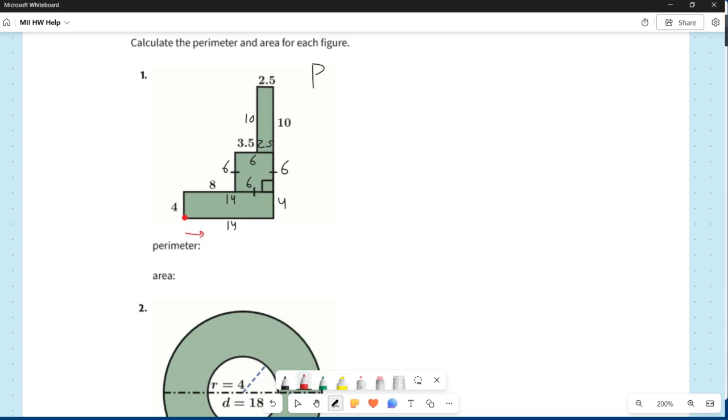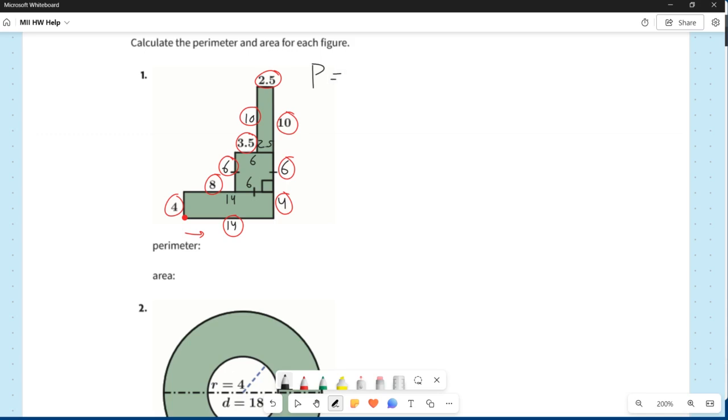And I'm going to go around and circle anything that's on the outside. So this 14 is on the outside, 4, 6, 10, 2.5, 10, 3.5, 6, 8, and 4. Notice that I haven't included anything that's on the inside, and I haven't double counted anything, which you also don't want to do. You want to be careful about all of those things.